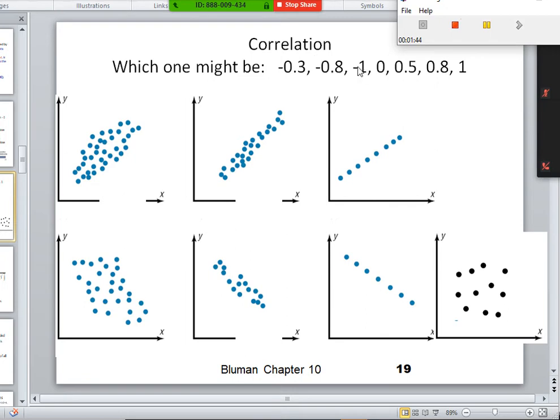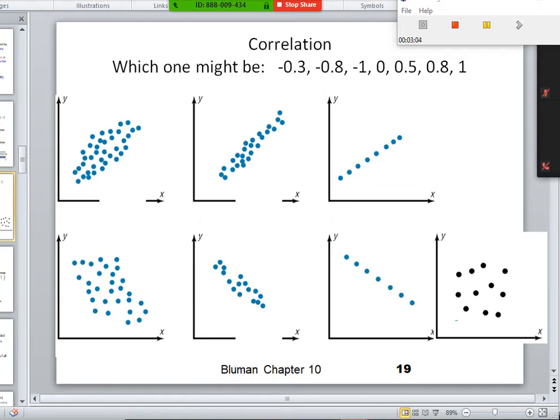In other words, I owe $1. Which one is closest to owing $1? Owing 30 cents or owing 80 cents? Yeah, owing 80 cents is closer to owing $1, so it's going to be this one. So this one's -0.8.